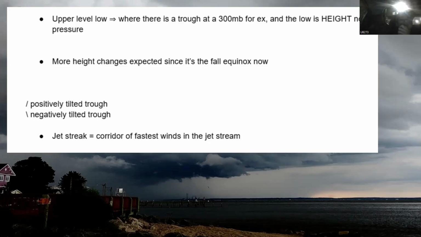And so we also have a jet streak. And there are jet streaks within the jet stream. The jet stream is basically a stream of flowing winds. And there's going to be ridges and troughs associated with that, but a jet streak within that jet stream is the corridor of the fastest winds.